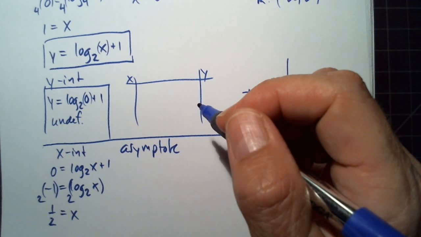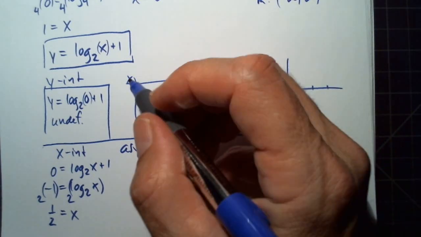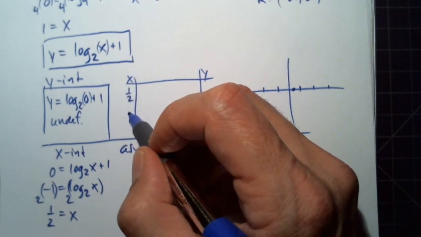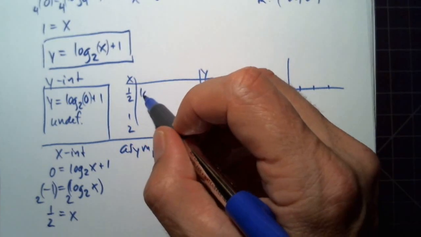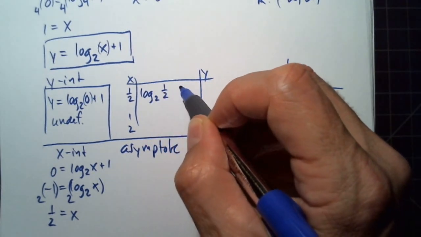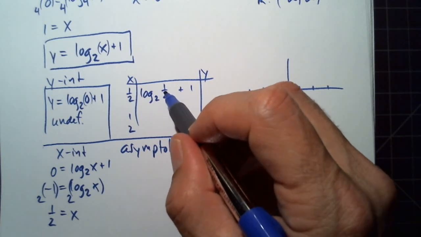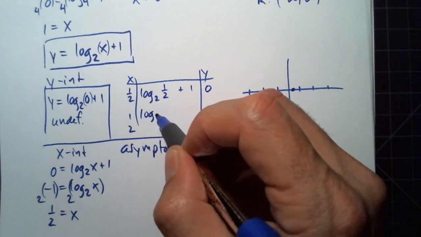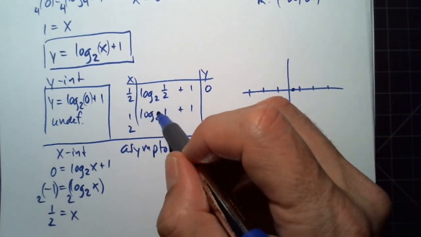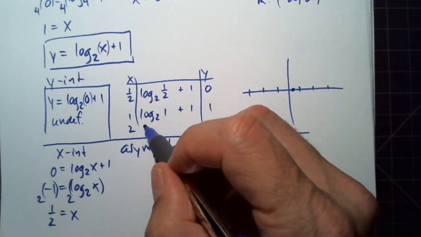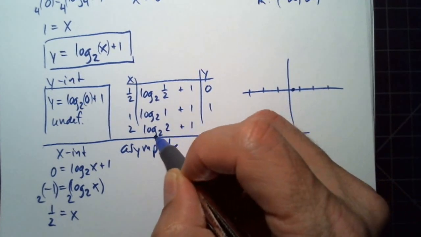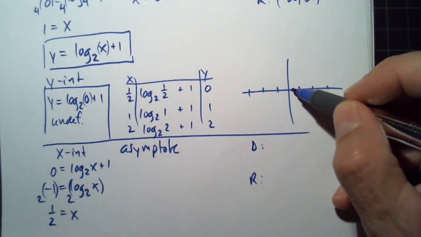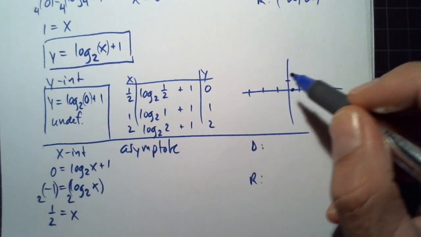And let's look at some points, have some good choices for x. Powers of 2, like 1/2, 1 and 2. Find the exponent of 2 that gives you 1/2, and then add 1. Find the exponent of 2 that gives you 1/2. That's negative 1 plus 1. Find the exponent of 2 that gives you 1. The exponent of 2 that gives you 1 is 0, plus 1 is 1. Find the exponent of 2 that gives you 2. That's 1 plus 1 is 2. So we already have that point. We go 1, 1, and 2, 2.